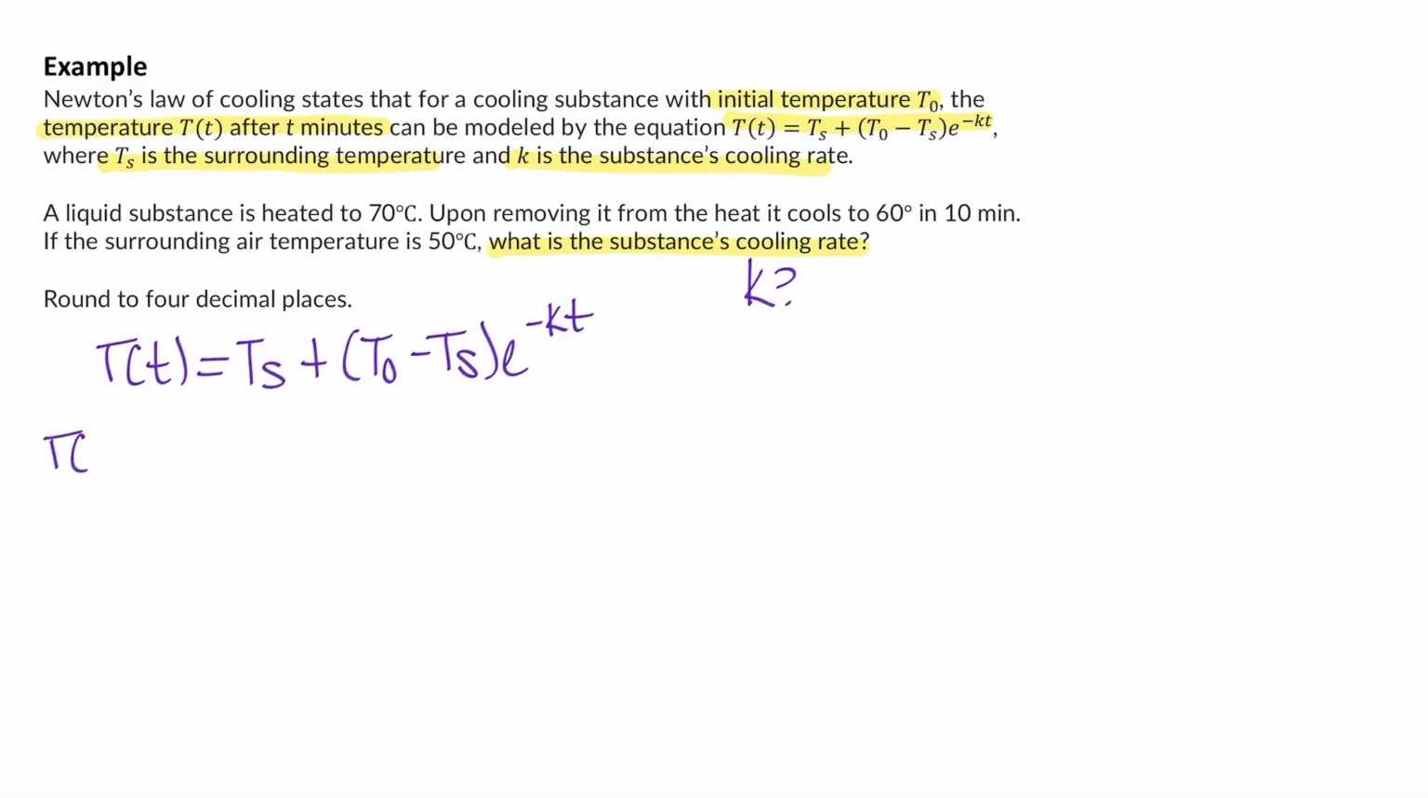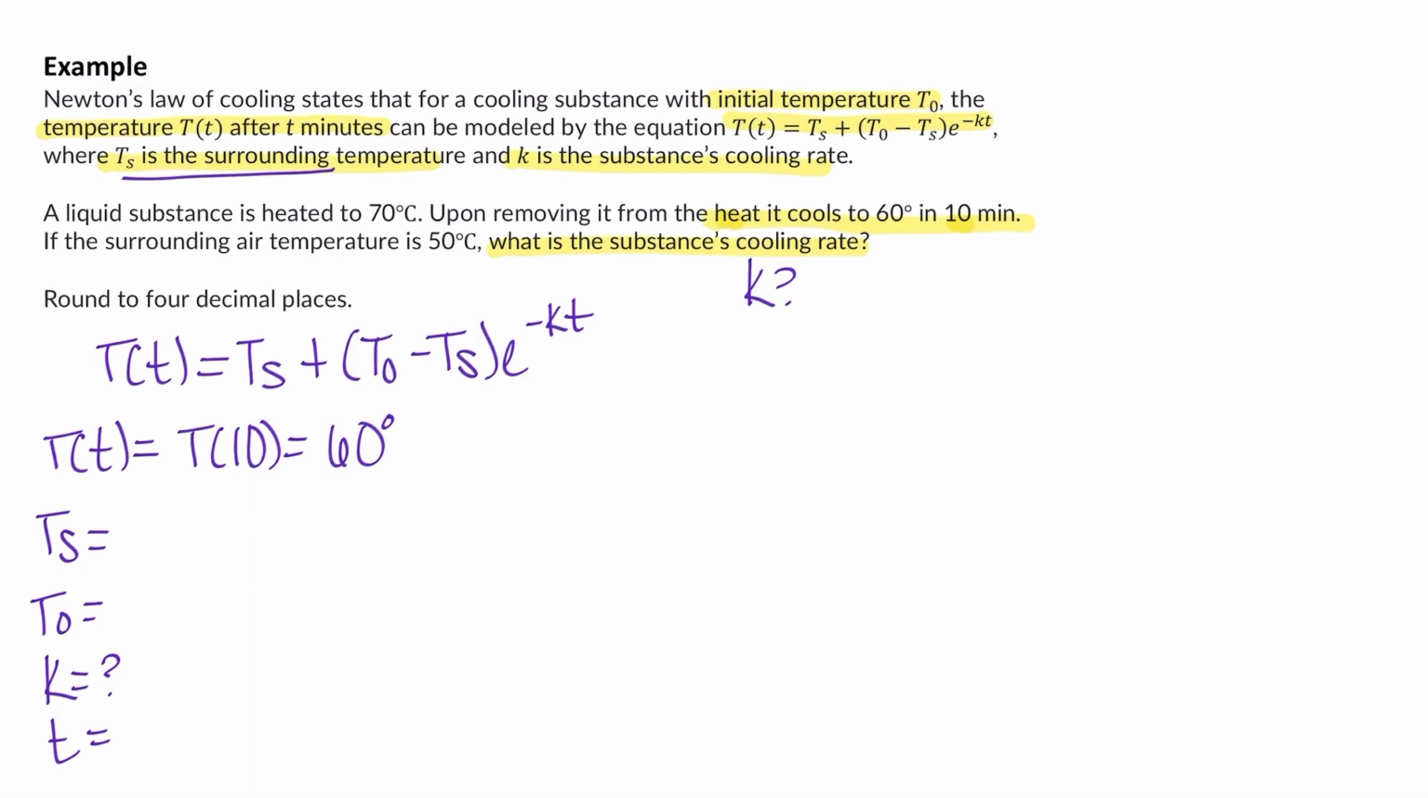So when I have an equation like this with a lot of variables, I like to go ahead and label what I have based on the variables that are in the problem. So k we already know is our unknown, and we have all these other variables here. T(t) is the temperature after t minutes. Well, it says upon removing it cools to 60 degrees in 10 minutes, so we can think about that as T(10) = 60 degrees. Ts is the surrounding temperature. Well, it tells us that the surrounding air temperature is 50 degrees Celsius. So Ts is going to be 50.